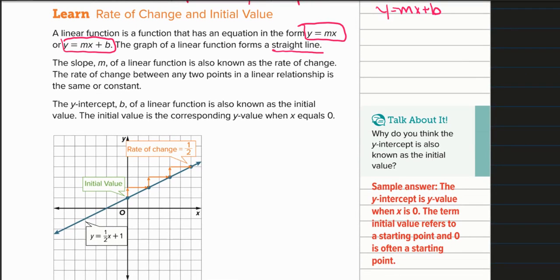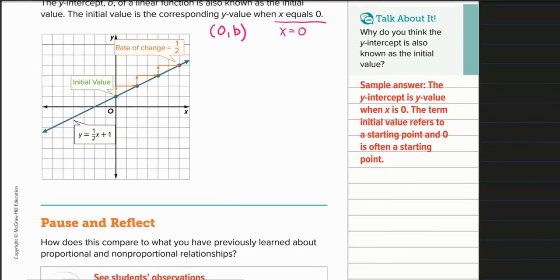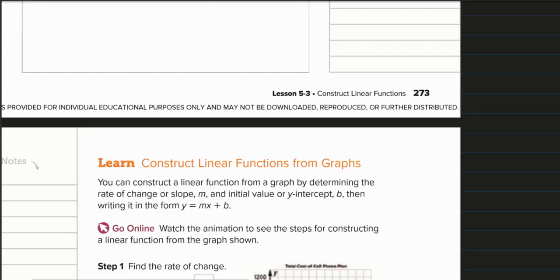The initial value is the corresponding y value when x equals 0. So we've talked about that x has to equal, or not equal 1, x equals 0. So when x equals 0, it's that idea that we're going to have some point that's going to be (0, b). Okay, so remember, slope is our change in y over our change in x. Okay, so it's going to end up looking like this. We've talked about this in the last section, so keep going.